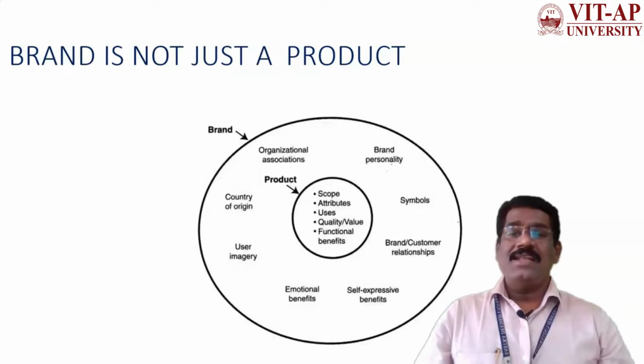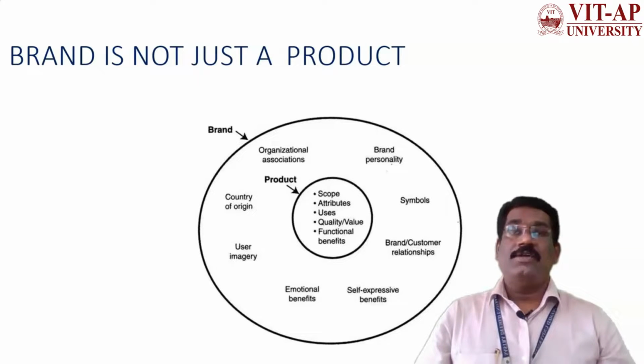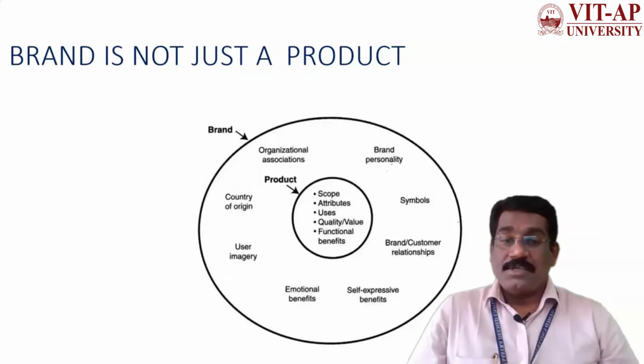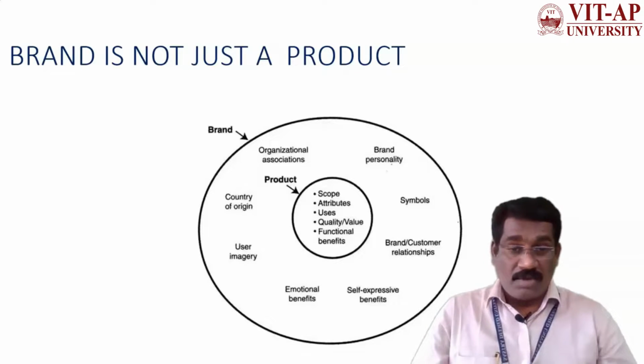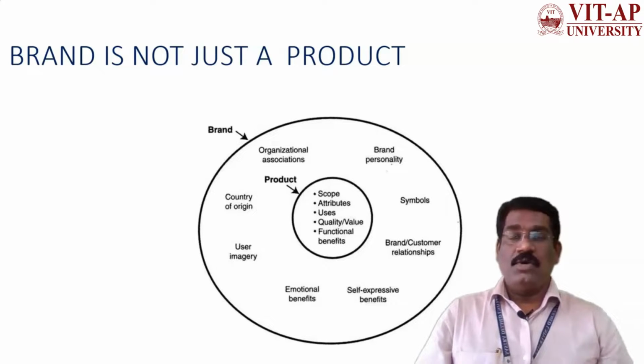So a brand is not just a product, it is more than that. A brand should have an organizational association, a brand should have a personality. For example, I used to wear rough and tough jeans because maybe my personality is a little on the rugged side, so I go for rough and tough jeans, and symbols. When you look at the Mercedes logo or a BMW logo, immediately you think about that particular brand.